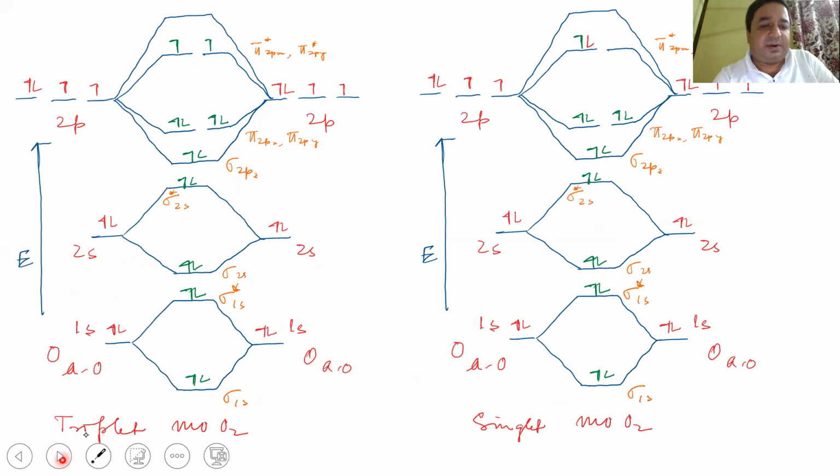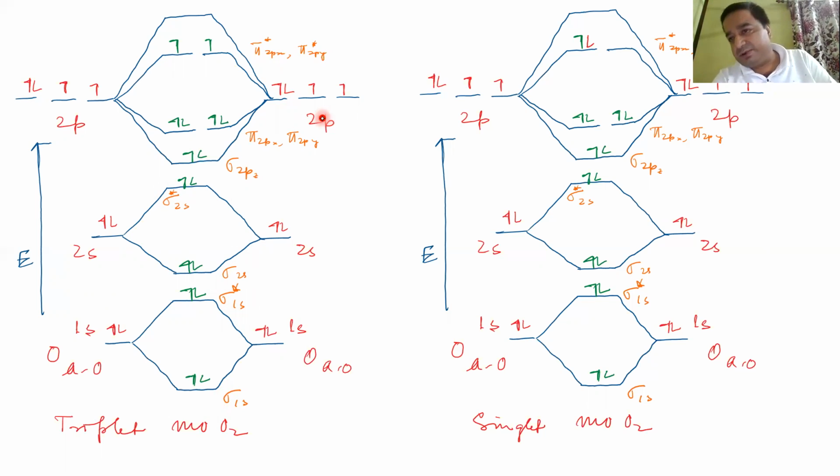Now, I have drawn the triplet state MO diagram. Why I'm calling this a triplet state, we will learn shortly. You draw the MO diagram using the atomic orbitals. This is the atomic orbital of oxygen: 1s, 2s, and then 2p. We know according to the rule of linear combination of orbitals for MO theory, 2 atomic orbitals combine to form 2 molecular orbitals. So obviously, this is the bonding orbital and this is the anti-bonding orbital. Similarly, for 2s, we have the bonding and the anti-bonding part.